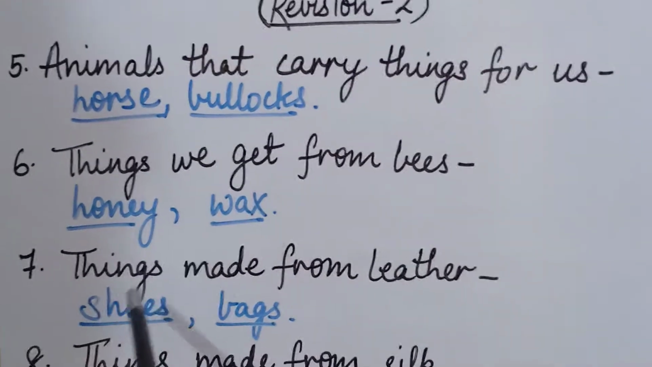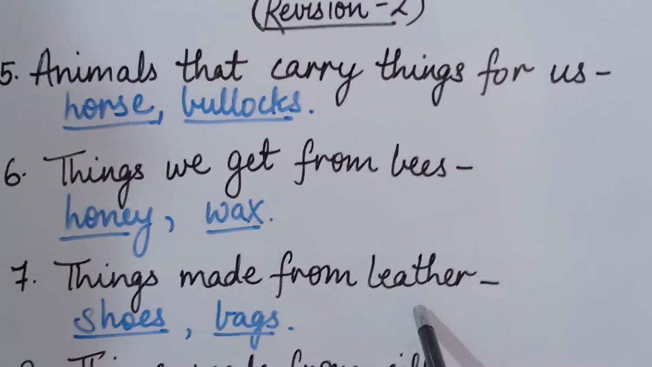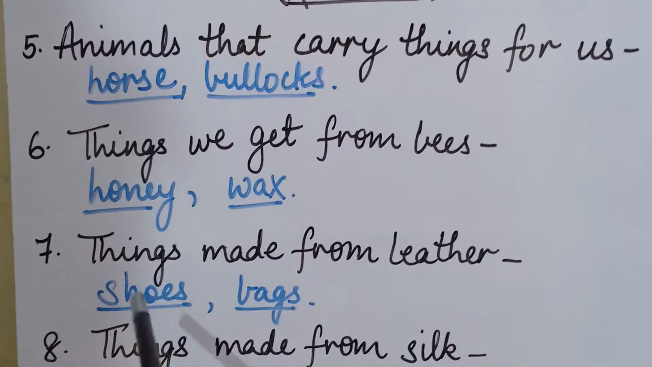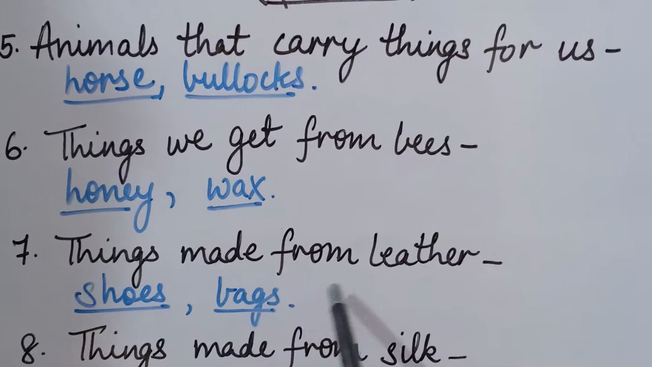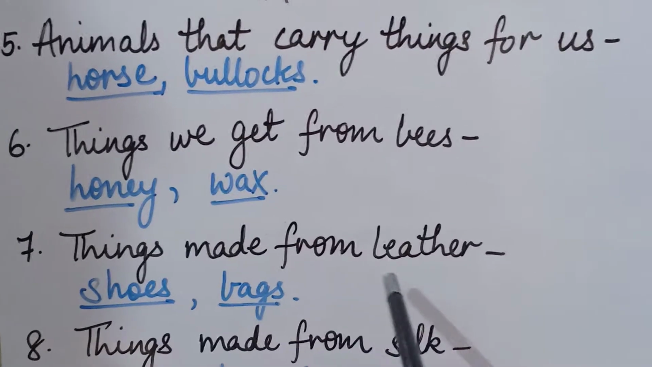Now the seventh one is things made from leather. Leather से two चीज़ें कौन सी बनती है? Shoes and bags. You can also write purse, belts, anything. There were four examples in your book.